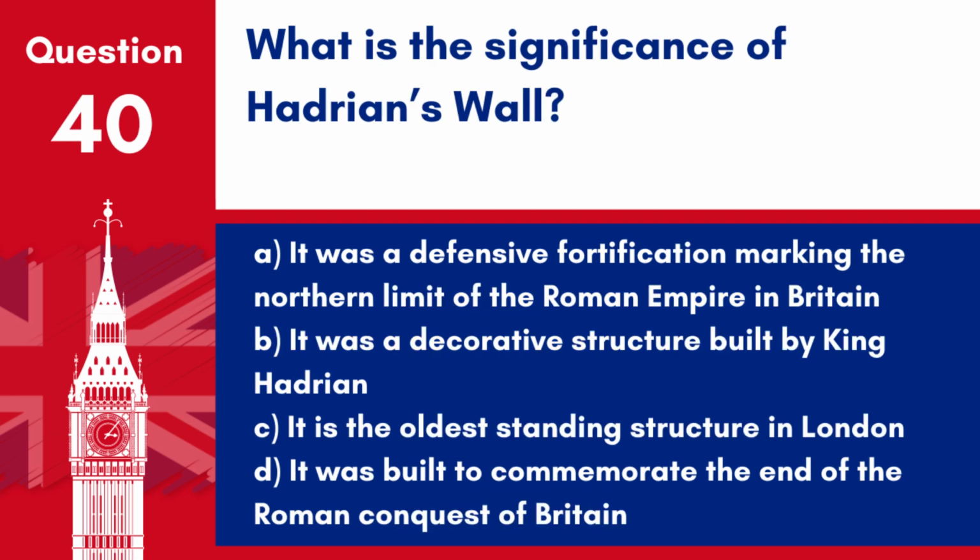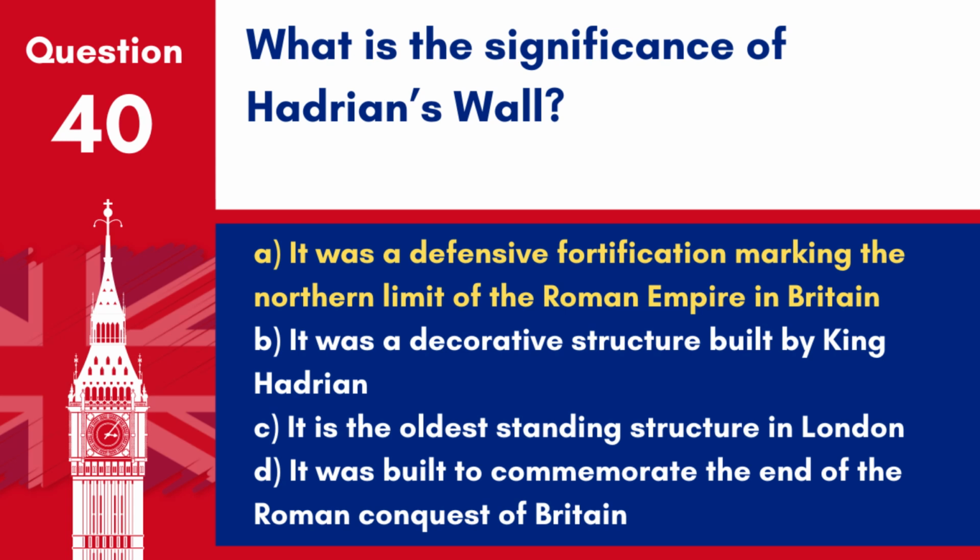Question 40. What is the significance of Hadrian's Wall? A. It was a defensive fortification marking the northern limit of the Roman Empire in Britain. B. It was a decorative structure built by King Hadrian. C. It is the oldest standing structure in London. D. It was built to commemorate the end of the Roman conquest of Britain.